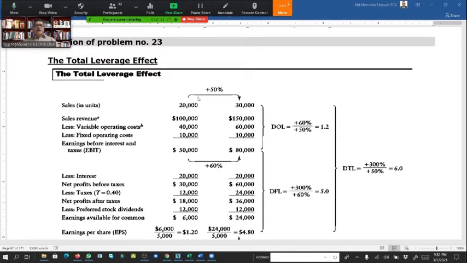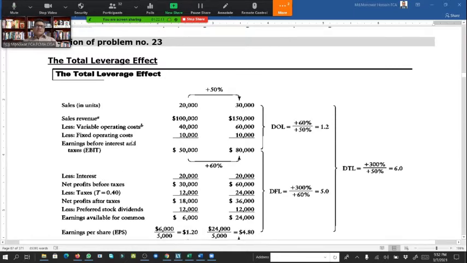So it is the operating leverage. Also you can say here, the right side, degree of operating leverage. So degree of operating leverage is equal to 60% divided by 50%. It means 1.2. So it is the proportion of operating leverage.